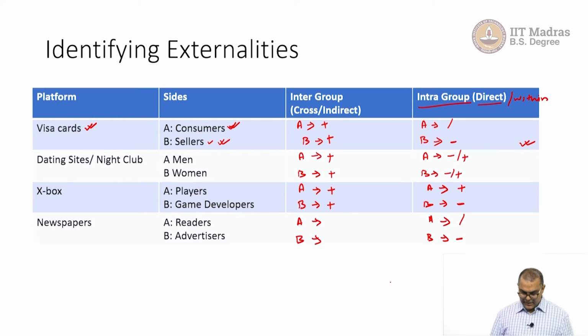And if there are more readers, it is beneficial for advertisers because advertisers basically want better reach. So more readers is better for them. How about for readers? Readers are not interested in ads. So perhaps this is negative. And that is the reason I was saying mostly, not exactly. Most of the time the intergroup effect is positive, but sometimes it can be negative. So be careful about it.